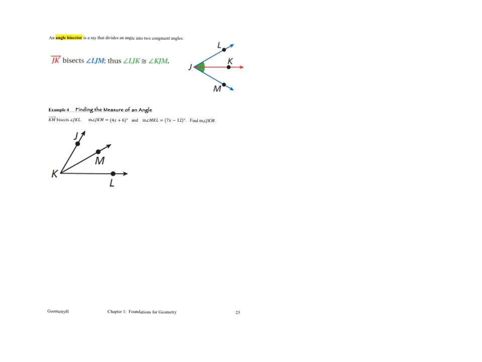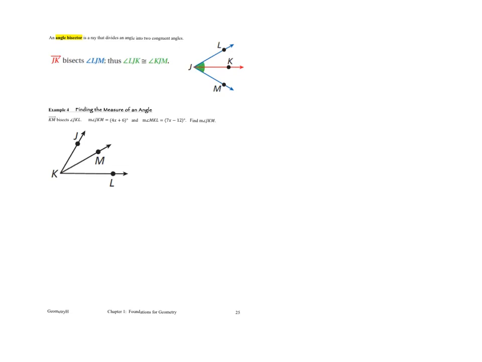Okay, an angle bisector. We've seen the word bisect before. By two, right? It's going to cut into two. An angle bisector is a ray that divides an angle into two congruent angles. So this ray JK is the angle bisector. It says JK bisects angle LJM. If that's true, then it creates two congruent angles. So these would have the same tick marks.